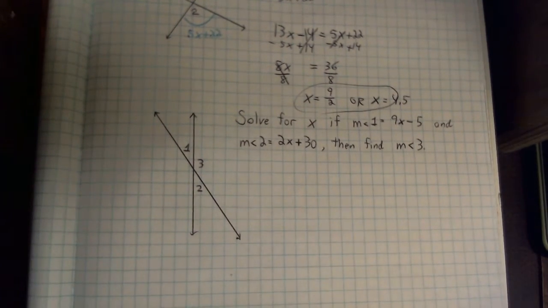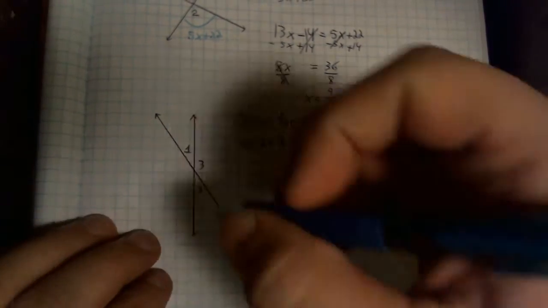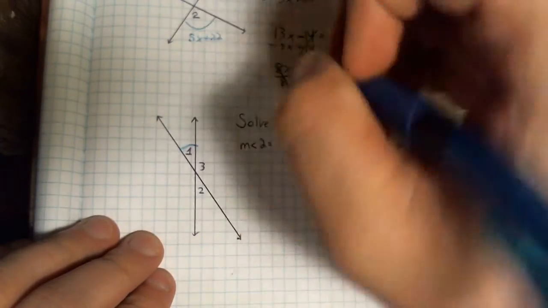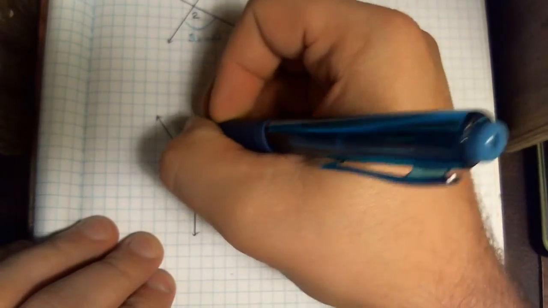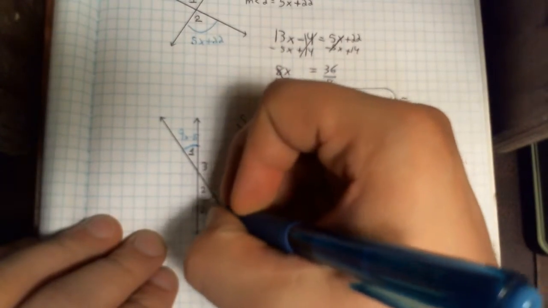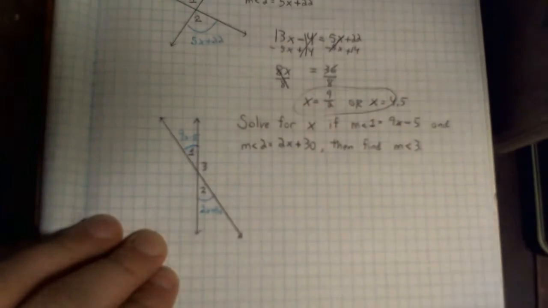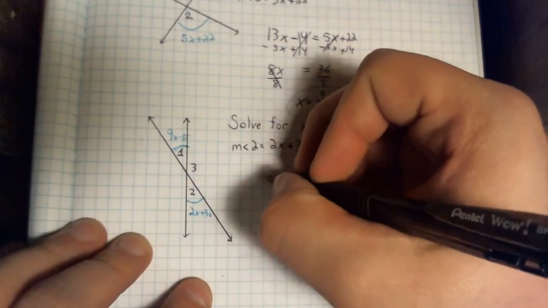So here's another example for you. Notice this time that it's asking for more than just solving for x. It's also asking us to find the measure of angle 3 as well. But we're going to have to take care of that x thing first. So, if angle 1 measures 9x minus 5, and angle 2 measures 2x plus 30, notice how they're vertical, so we can set them up equal to each other and solve.